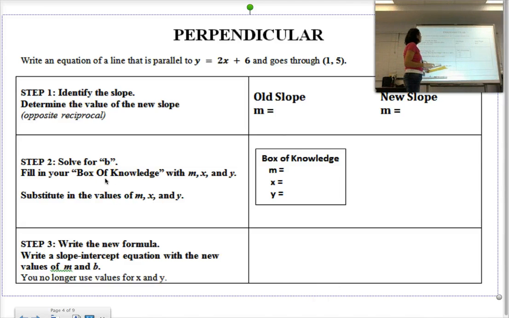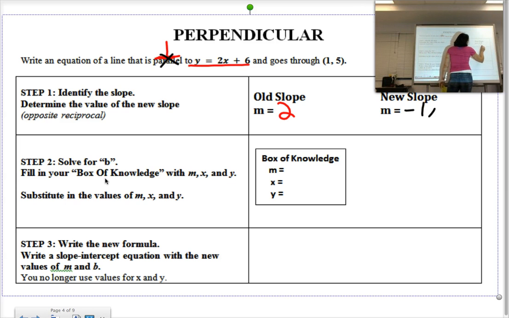Okay, so we were just saying that the old slope of this equation right here is 2. And we're talking about perpendicular. The new slope of a line that's perpendicular is going to be the opposite reciprocal. So the opposite reciprocal of 2 is -1/2.